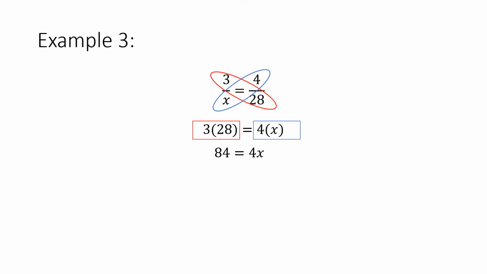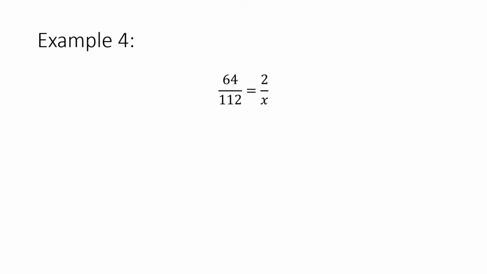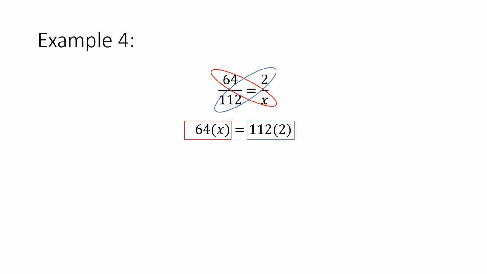Now I'm ready to solve for x, and to do that I'm going to have to divide both sides by 4, and so I'm going to get my final answer to be x is equal to 21. In my final example, for example 4, x is in the denominator of my second fraction. So once again, I'm going to circle the numbers that I'm going to be multiplying, and I'm going to set up my boxes. So in my red box, I'm going to be doing 64 times x, and in my blue box, I'm going to be doing 112 times 2, and I'm going to simplify my boxes.